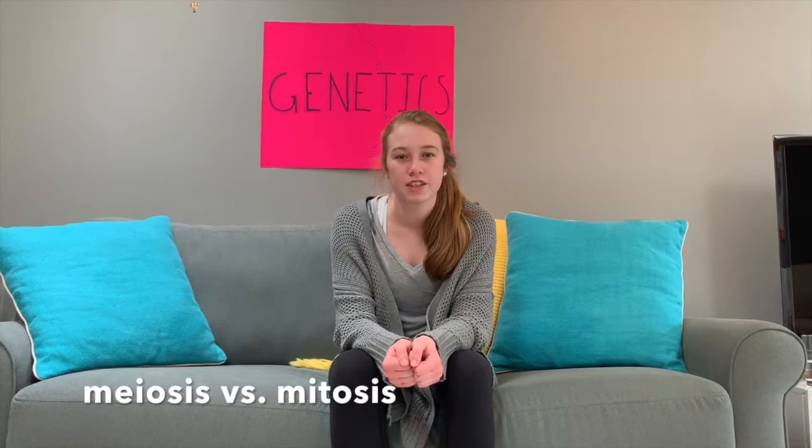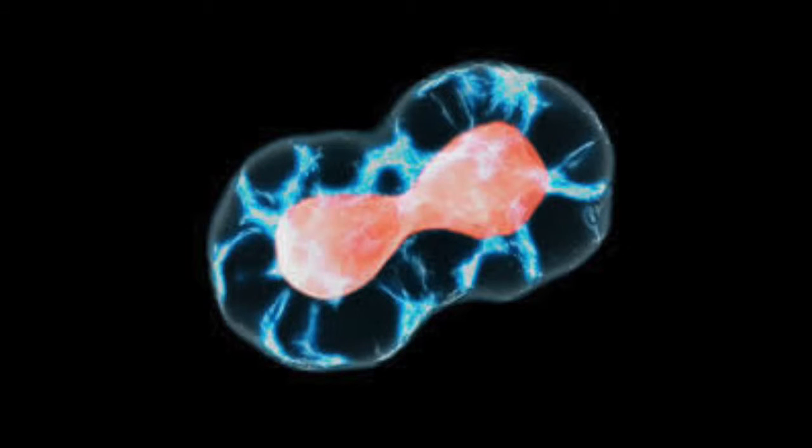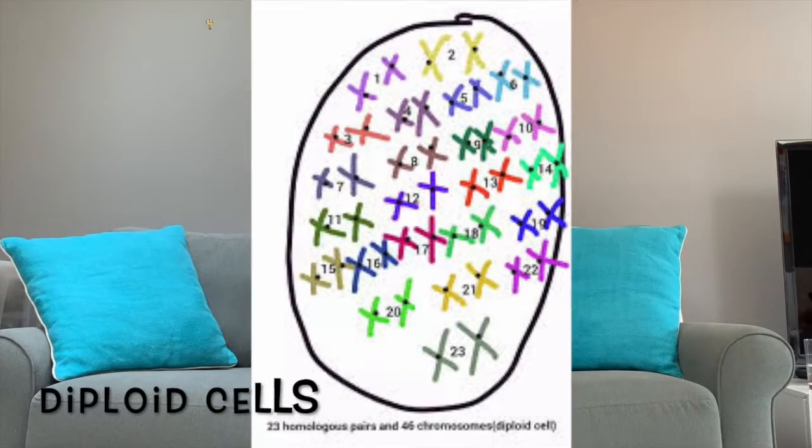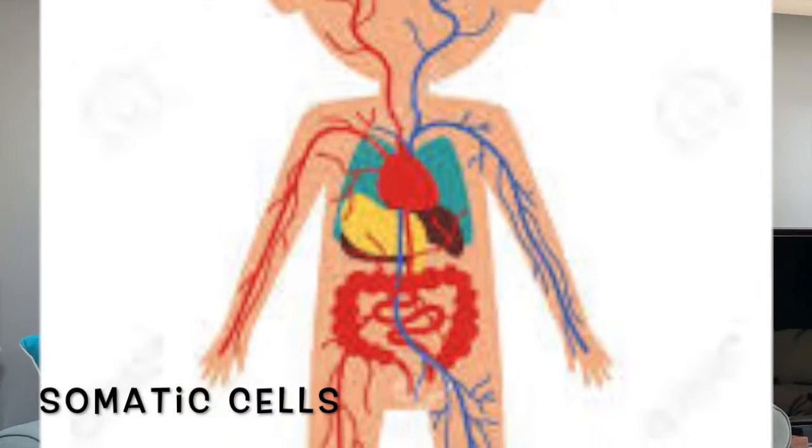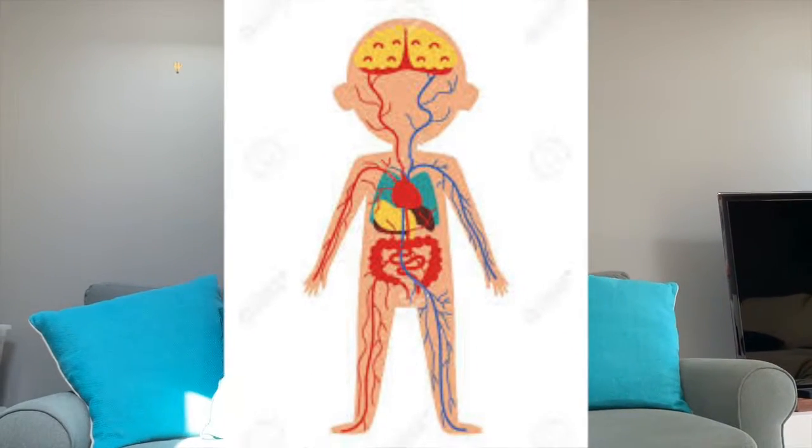Next stop, meiosis versus mitosis. First, mitosis. Mitosis, also known as the division of a single cell into 2 genetically identical cells, creates almost all of the cells that make you up. Mitosis occurs everywhere but the gonads. It allows cells to repair and grow, which is one of the reasons why you grow. Lastly, mitosis produces diploid cells, or cells with all the 46 chromosomes. These cells are called somatic cells, also known as body cells. The cells produced in mitosis are also identical to the parent cells.